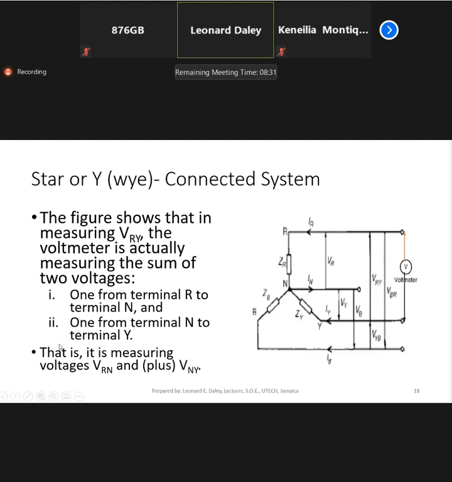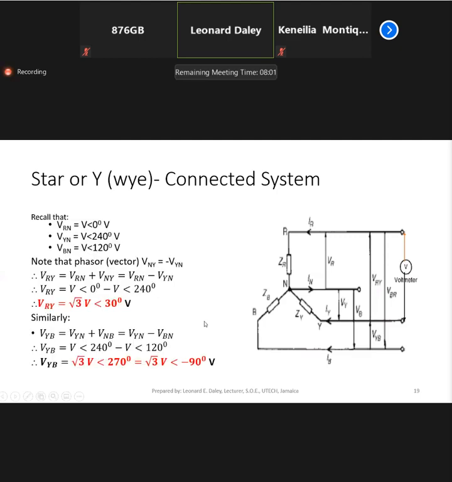So this is a vector or phasor addition. If you think about traveling from red to yellow, you would travel from R down to N, and then from N down to Y. So VRY would be VRN plus VNY. That's what this is saying.